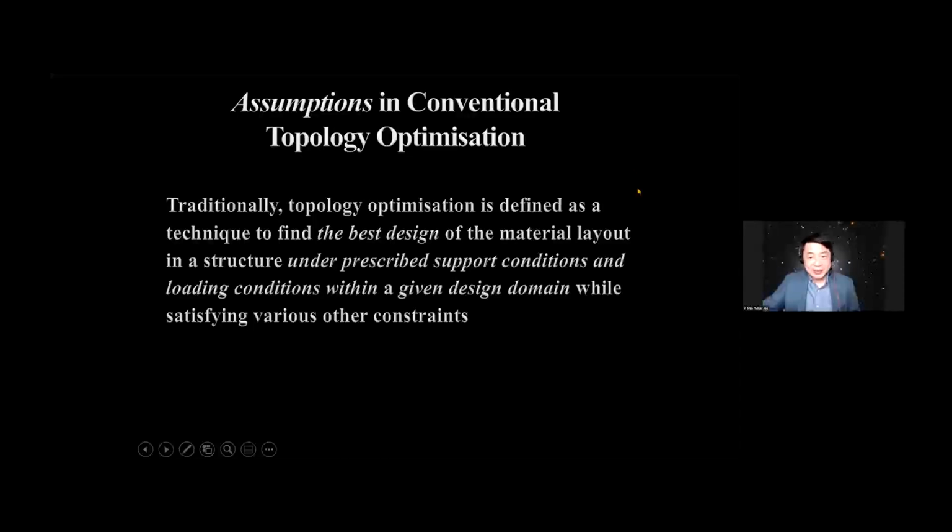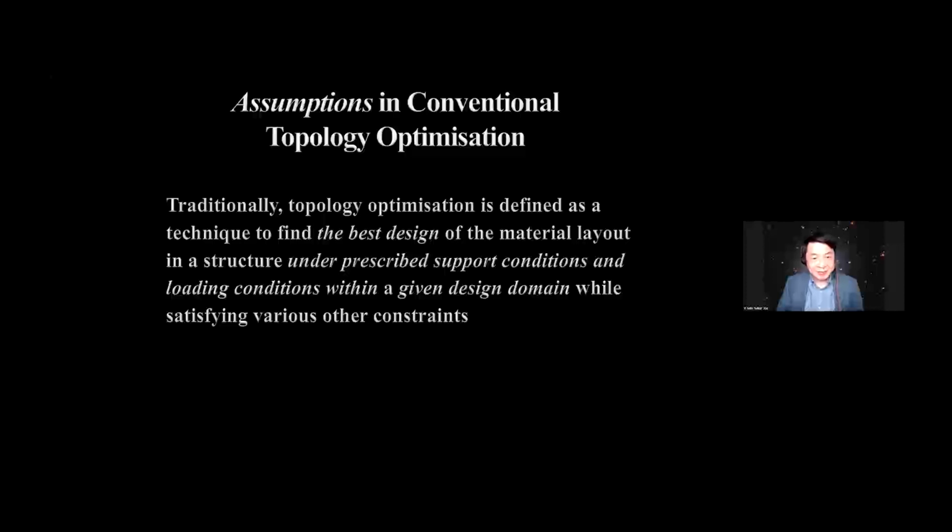I'm going to spend the next 10 to 15 minutes discussing some of the assumptions in the conventional topology optimization. If you have read some papers about topology optimization, you would know that topology optimization is defined as a technique to find the best design of material distribution in a structure under prescribed support conditions and loading conditions within a given design domain, while satisfying various other constraints. So this is what most people believe how the topology optimization method should be done.